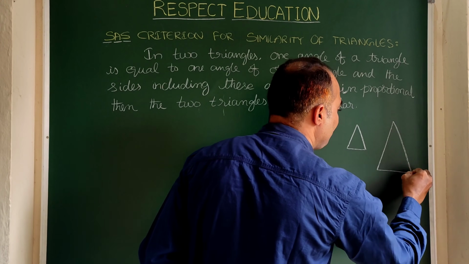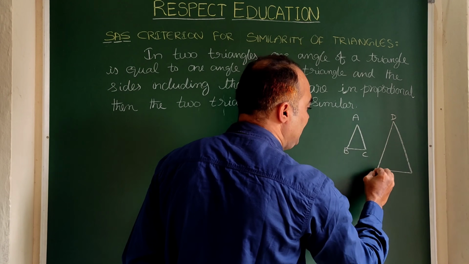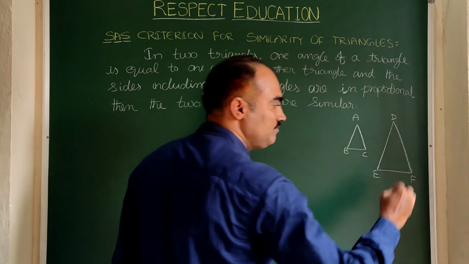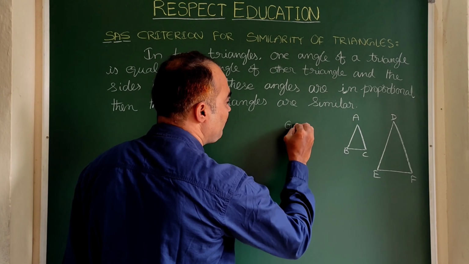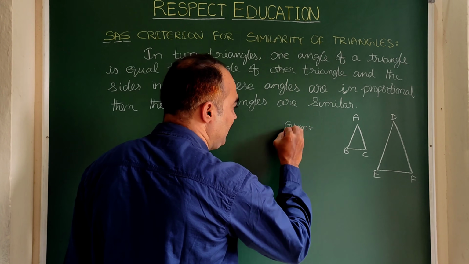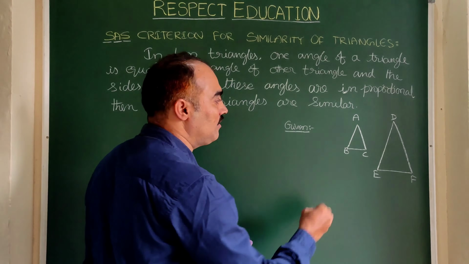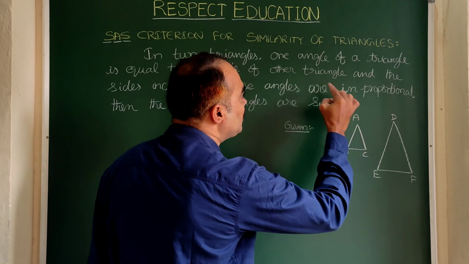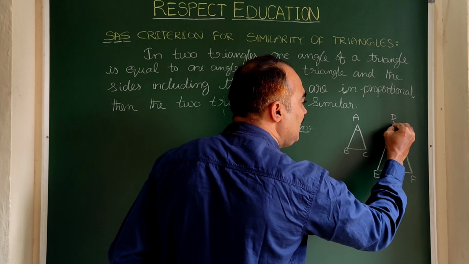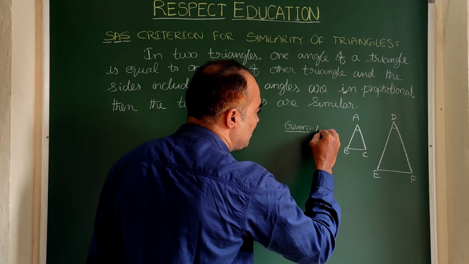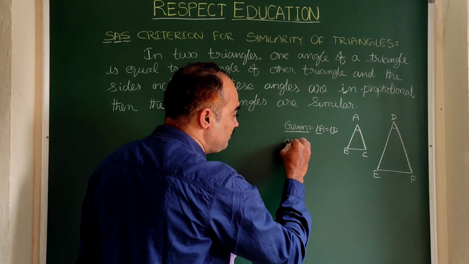name them as A, B, C and D, E, F. So let us write the given condition. Given here two sides are proportional. Before that, one angle is equal, right? So let us fix the angle. Suppose I take angle A equal to angle D.